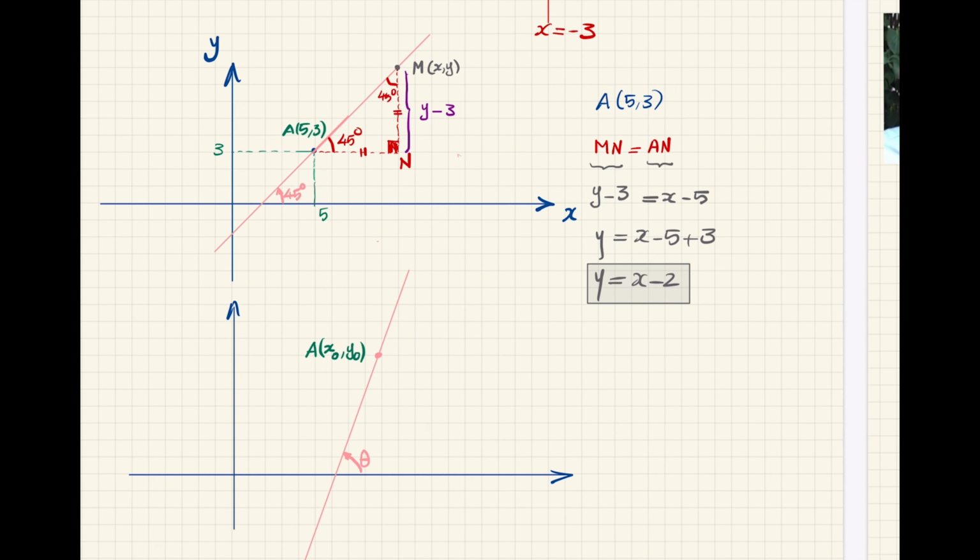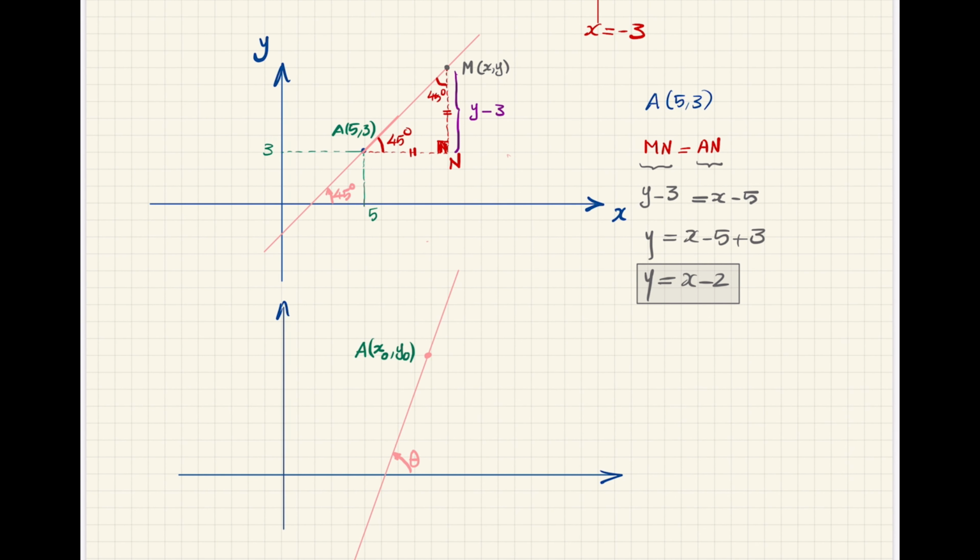Again, you shouldn't lose the logic. The logic is to pick a typical point here, for example M, and call it x and y, and try to use the given information to find a connection between x and y.